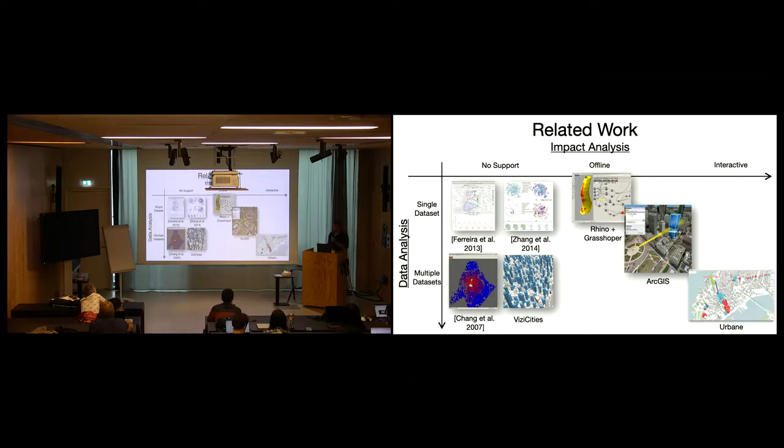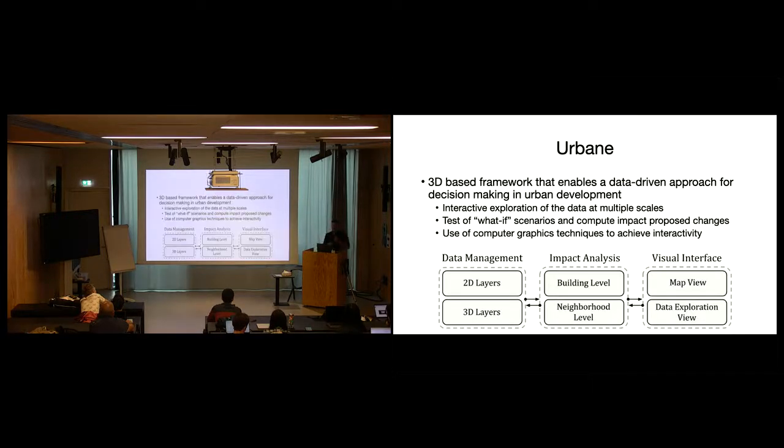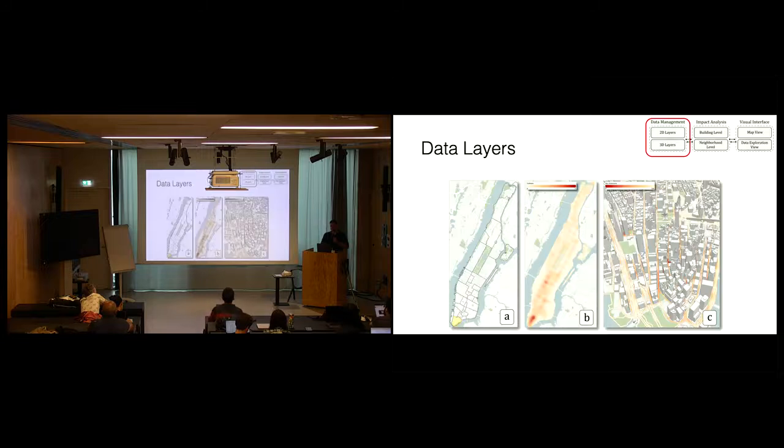So we designed the system that would lie in this region of this plot. And we call this system Urbane, that would help you to perform those tasks that I mentioned before, to analyze multiple layers of the city at multiple scales, and also test the impact of what-if scenarios of the new developments. We would support many functions of a general geographical information system.